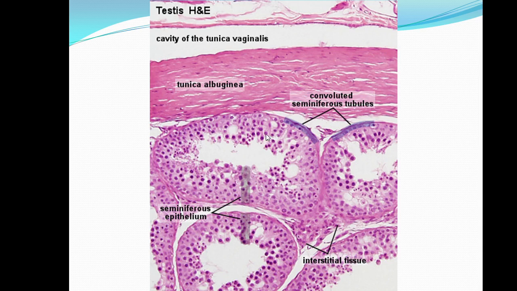And these tall cells you see here in between, these are the sustentacular cells, and here what you can see is the interstitial cells of Leydig which secrete the testosterone. These are the clusters of cells present in between the seminiferous tubules.